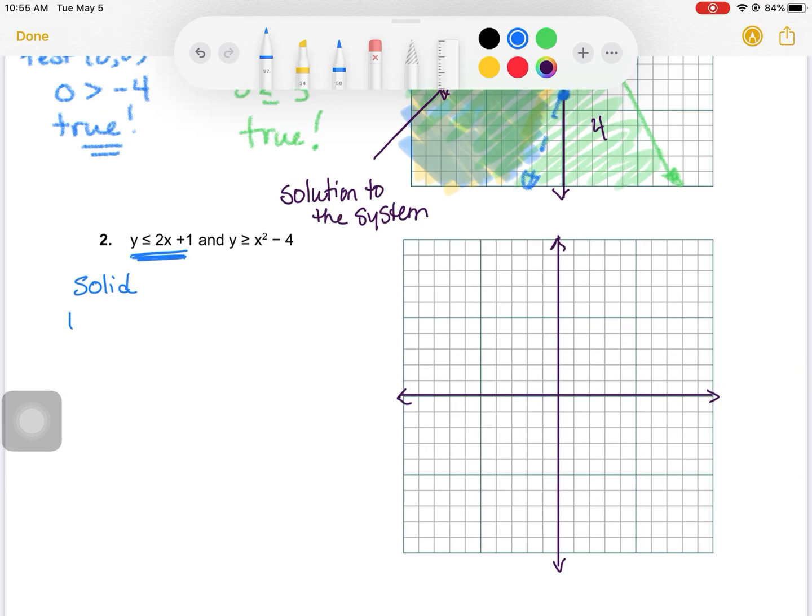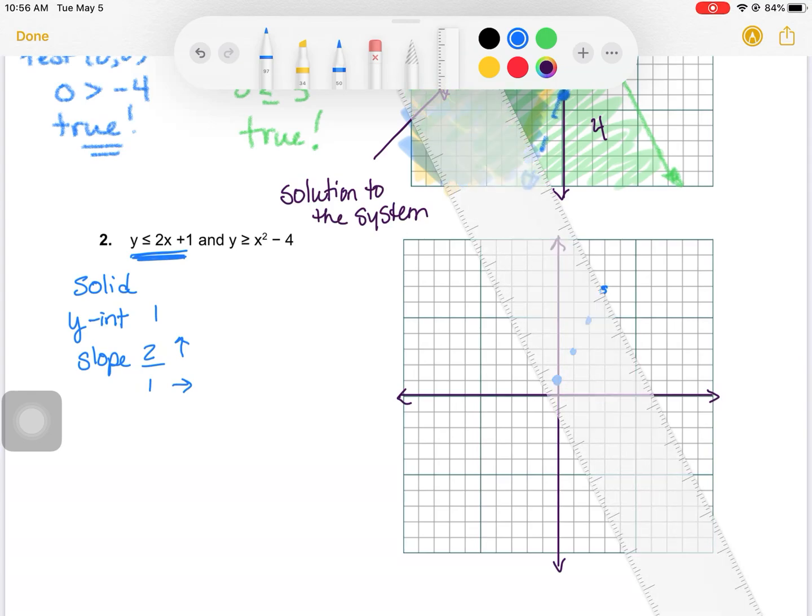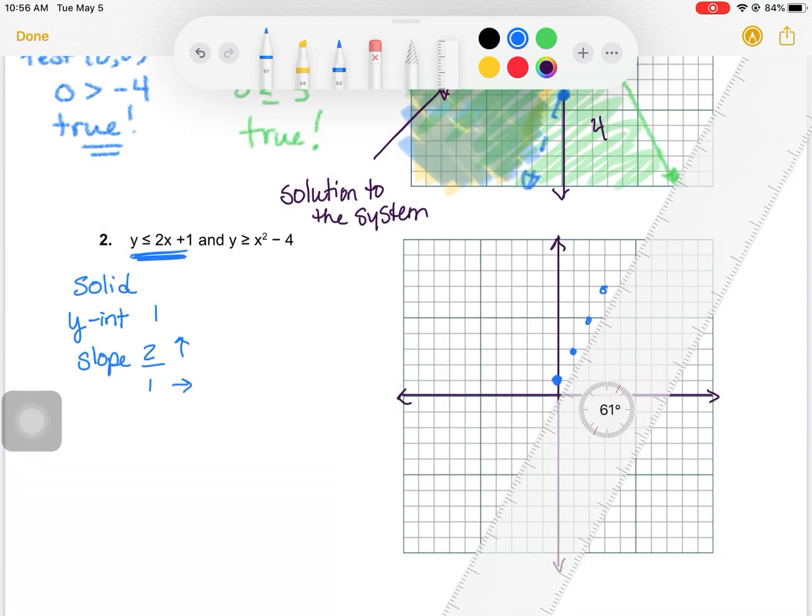These are always things I just jot down for myself. My y-intercept is at 1. My slope is 2, and I'll make that 2 over 1 so I know it's a rise over run. I'm going to graph it. I put my y-intercept at 1. I go up 2 over 1, up 2 over 1, up 2 over 1. Get my ruler. Draw in a solid line.